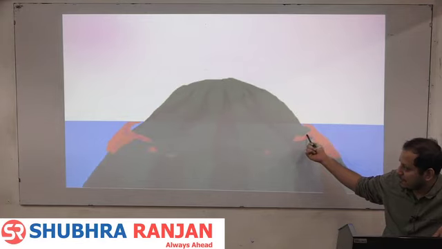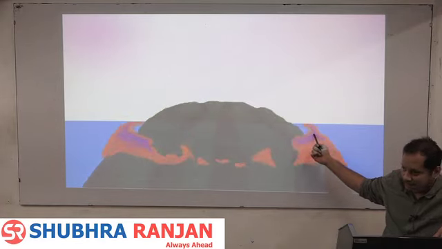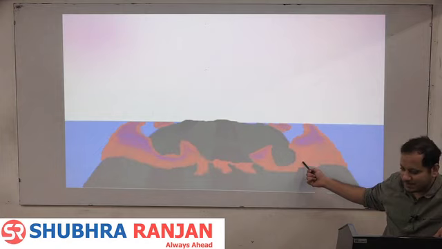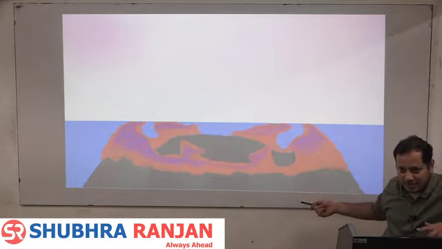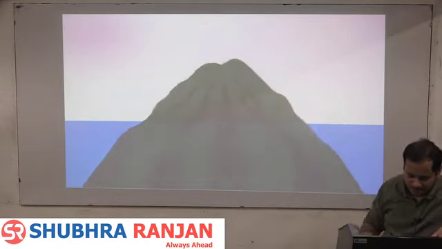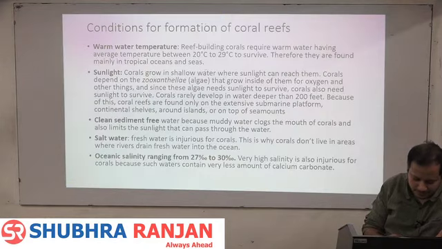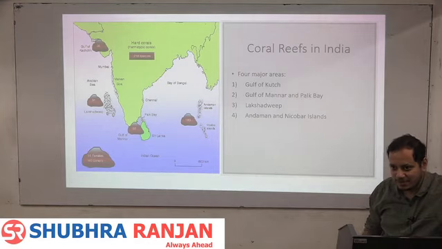Fringing reef, then slowly the barrier reef, and lastly the formation of an atoll with an island, without an island, and this is a proper atoll. Conditions and distribution in India, coral reef distribution in India.